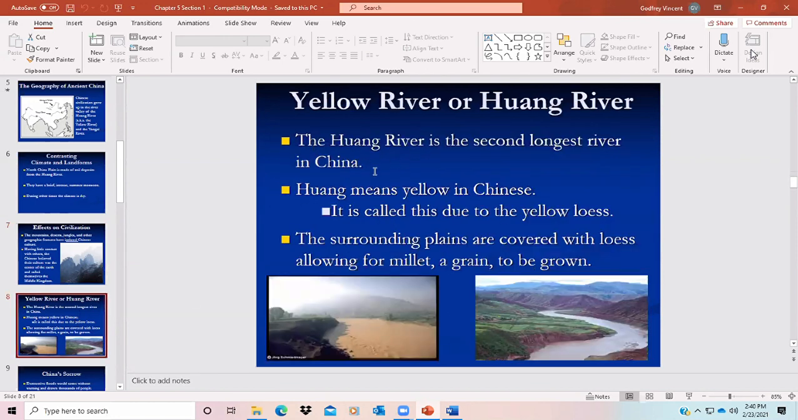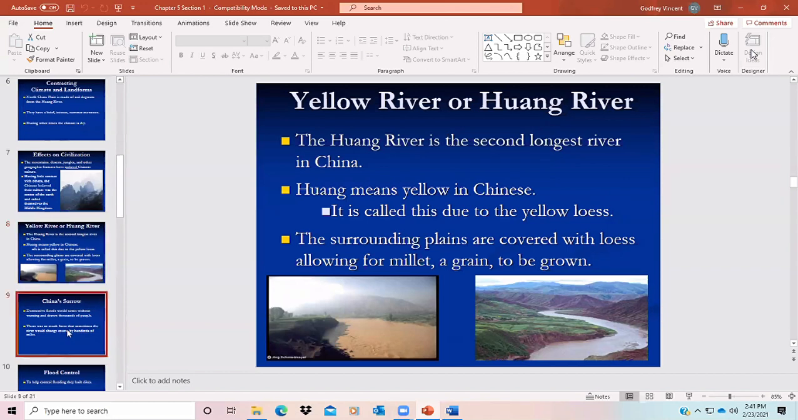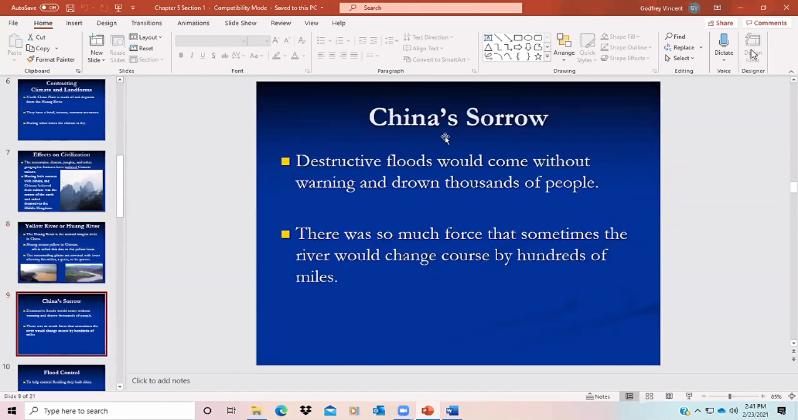So why is this yellow? The Honghe River is the second largest river in China. It is yellow due to the yellow loess. This is winds blown from the desert; when the breeze blows, it brings that dust onto the river. That is why it is called the Yellow River. The Honghe is also called the River of Sorrow, because it claims the lives of thousands of Chinese every year because of flooding.